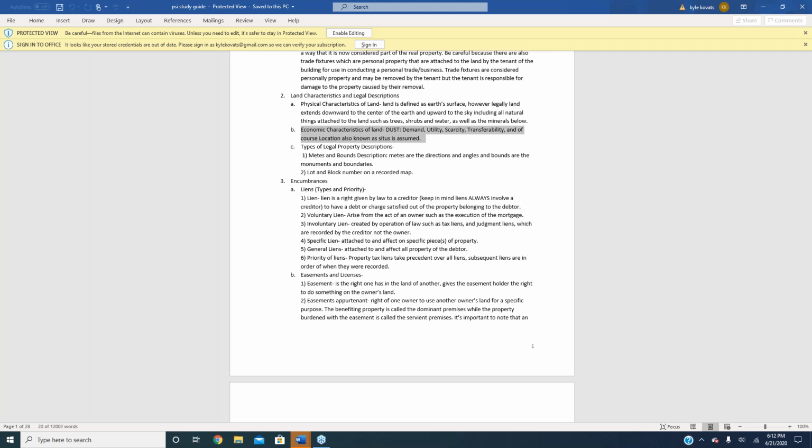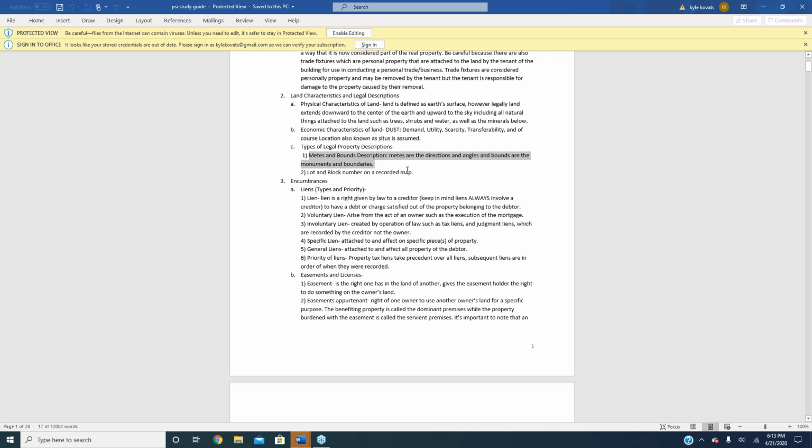The one that's not listed here, but I wrote it in separately, is location, which on the state exam in particular, they refer to a lot of times as this word situs. So situs is another word for location. So this is by far the number one determining factor of value. So if they ask you what's the number one determining factor of value, location, situs means the same thing.